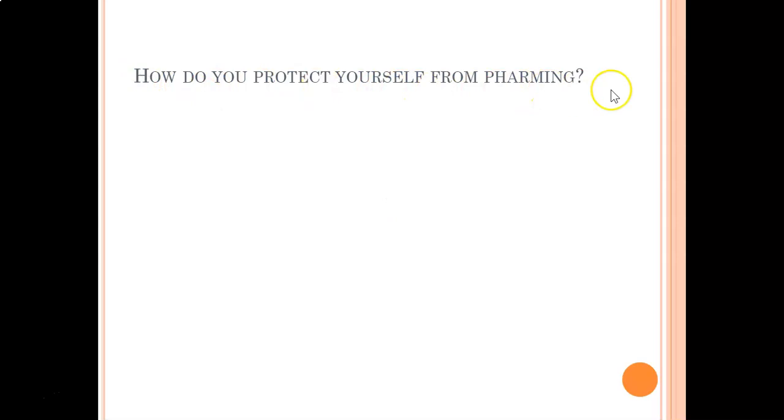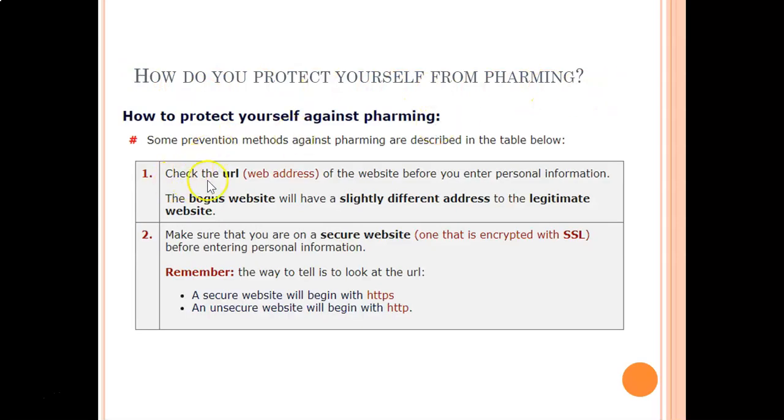So how do you protect yourself from pharming? Just check the URL or the web address of the website before you enter personal information. The bogus website will have a slightly different address to the legitimate website, so there might be some slight spelling mistake in that URL. So that's one hint that it could be a fake website.